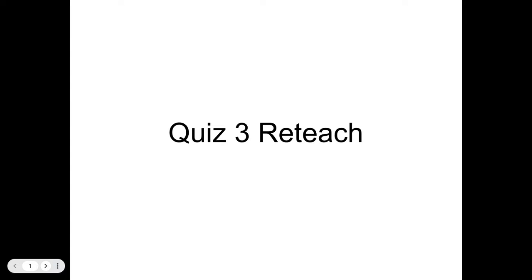Welcome to the Quiz 3 Reteach. One of the big things to know for this quiz was the law of superposition. That is that the oldest is on the bottom and that the youngest is on the top.